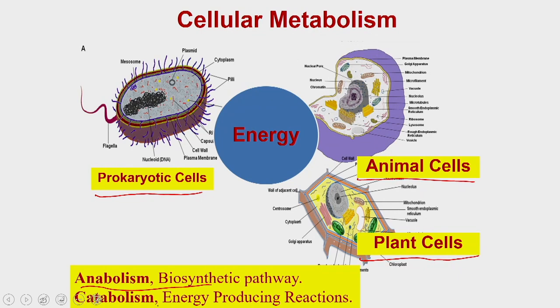Anabolic reactions, as the name suggests, are the biosynthetic pathways: the reactions in which new biomolecules are synthesized. Whereas the catabolic reactions are the energy producing reactions, which means in the catabolic reactions you generate ATP by the breakdown of biomolecules, and then you use this ATP for running the life cycle or the different activities within the cell. These are the two major processes happening in any host cell, whether it is a prokaryotic cell, animal cell, or plant cell. So let's discuss these reactions.